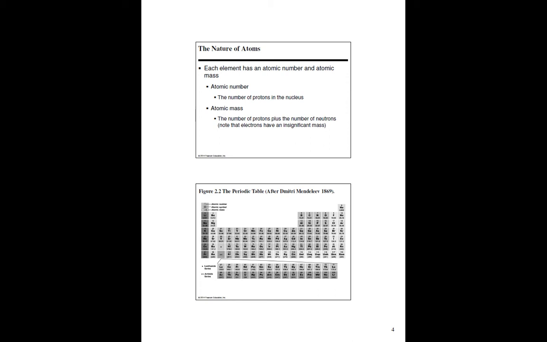It's the same number. So for example, if I look at hydrogen, the atomic number is 1. That means there's 1 proton in the nucleus, and there's one electron spinning around on the outside of that nucleus.